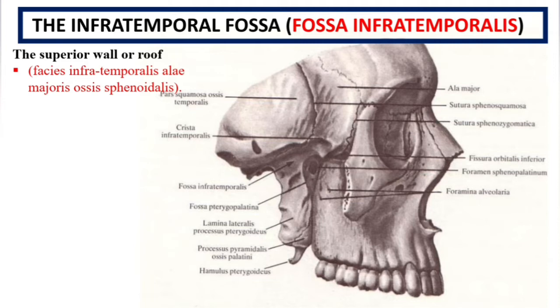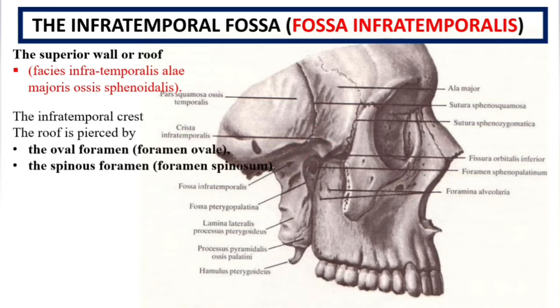The superior wall, or the roof, is formed by the facies infratemporalis alae majoris ossis sphenoidalis. It's just the infratemporal surface of the greater wing of the sphenoid, right? It's here. And this crest is very important. It's called the infratemporal crest.